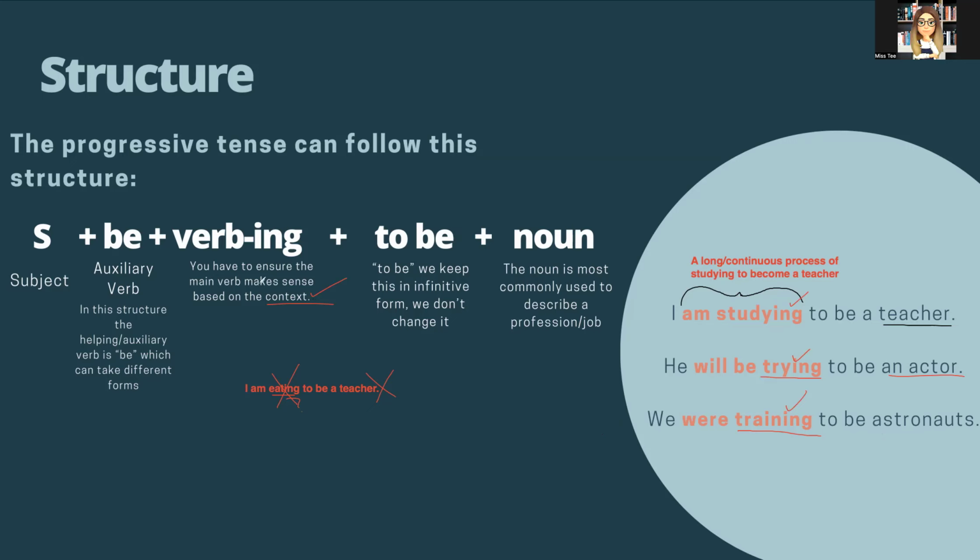Right after I have the form of verb and then the ing, I'm putting to be, to be, to be. And then right after comes the noun. You cannot change this order at all.